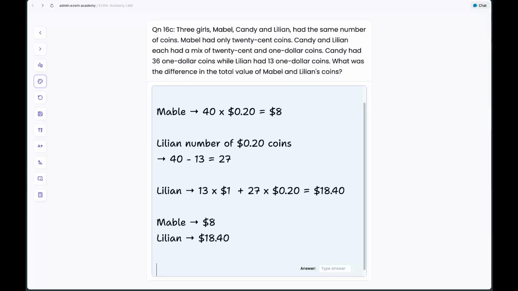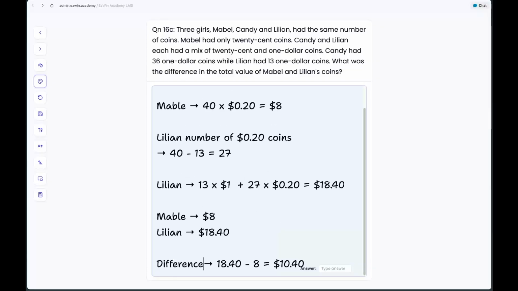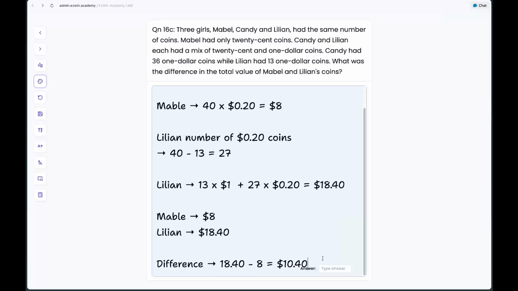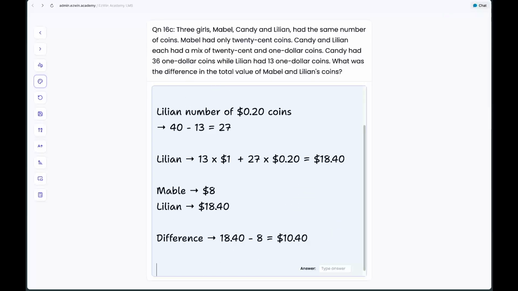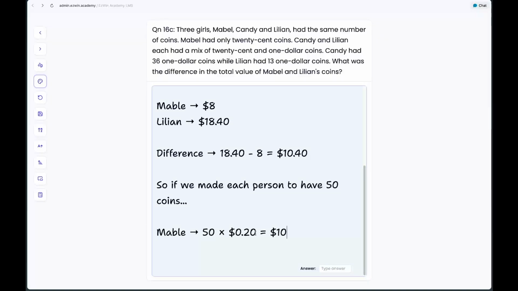So if you were to get the difference, it's basically just subtracting from each other. It's $18.40 minus $8, and this will give us $10.40. There you go. Pretty straightforward. You might be thinking, can this work for any other amount? Yes, we can. So if we made each person have 50 coins, then we just calculate. For Mabel, it's just 50 times 20 cents, $10. For Lillian, same thing.